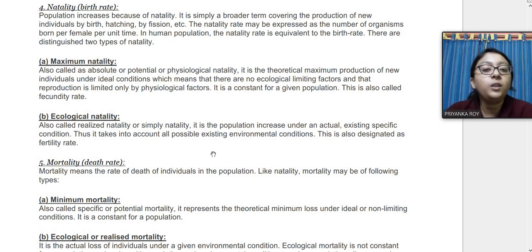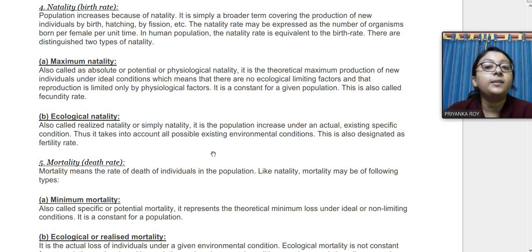If all the females are reproducing to their maximum level at the same time, then there will be an exponential growth in population size. That maximum birth rate is known as maximum natality. It is also called the fecundity rate. But we all know that in nature this is not possible, and there will always be some kind of resistance, some external or internal factors, which do not let it happen.